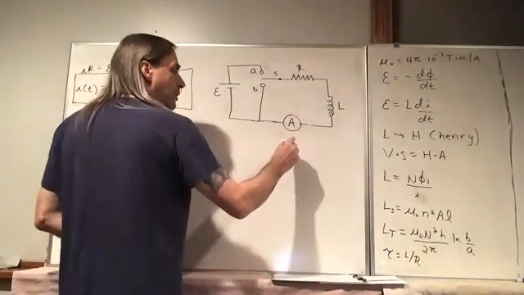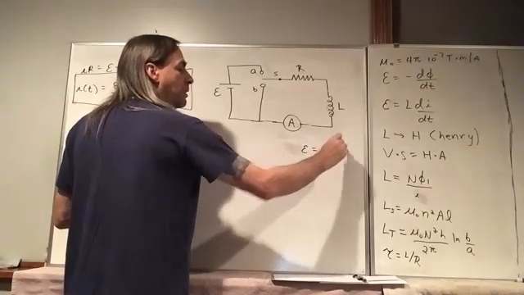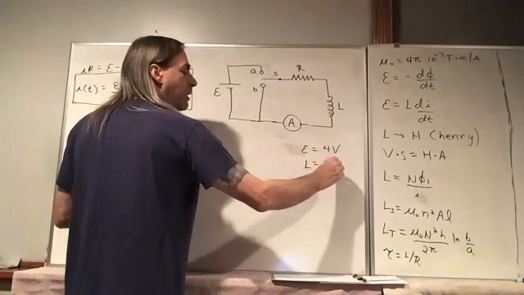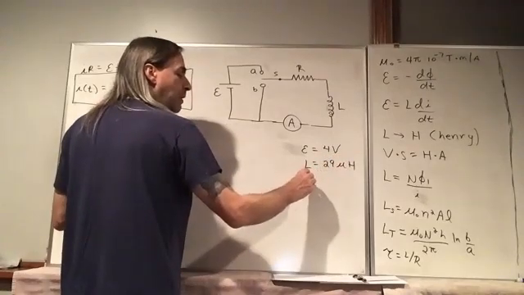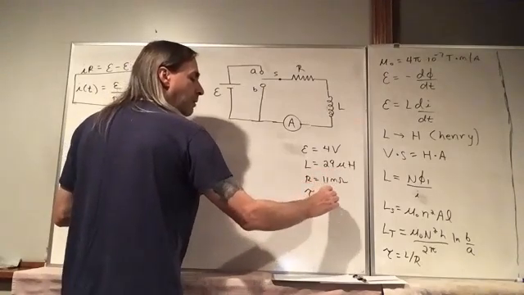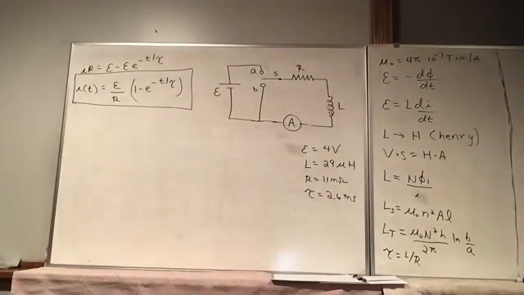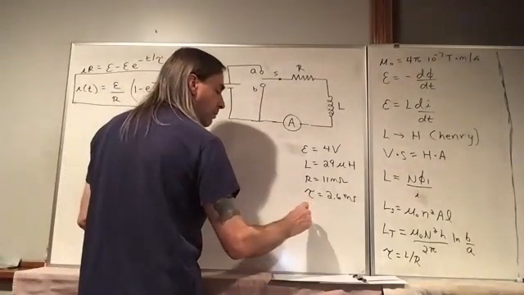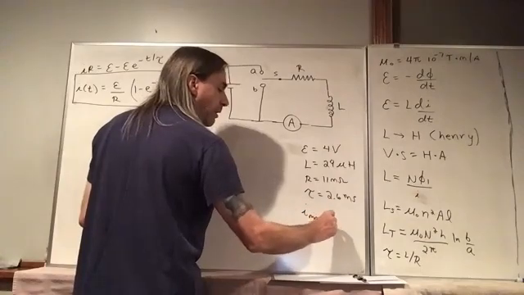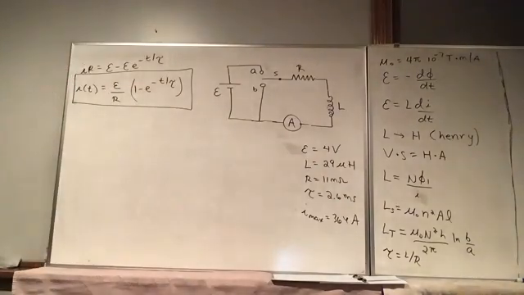I did erase these numbers. Here we have an EMF. The battery is 4 volts. The inductance was 29 microhenries. Resistance was 11 milliohms. And we calculated the time constant to be 2.6 milliseconds. So now, let's write down the maximum current. Again, we calculated that. I think that was 364 amps. So let's say we've reached that steady state.